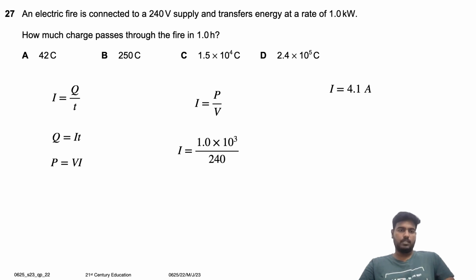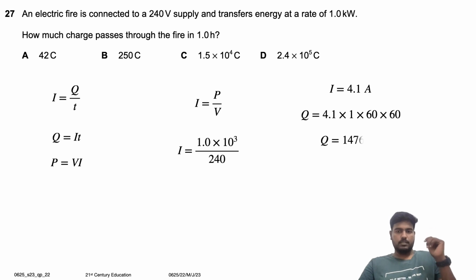Now let's put in Q equal to IT. Now time is 1 hour, so we have to write it in seconds. 1 hour is 60 minutes and 1 minute is 60 seconds. So 4.1 into 60 into 60 into 1. So Q will be 14,760 coulombs. If we write it in scientific notation, rounded off, 1.5 into 10 power 4 coulomb.